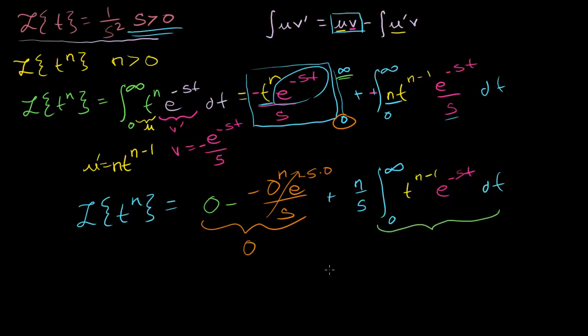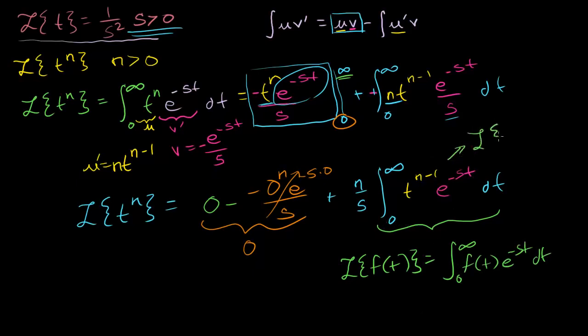What's the definition of the Laplace transform? The Laplace transform of any function is equal to the integral from 0 to infinity of that function times e to the minus st dt. Well, we have an e to the minus st dt. We're taking the integral from 0 to infinity. So this whole integral is equal to the Laplace transform of t to the n minus 1. So just that easily, because this term went to 0, we've simplified things.